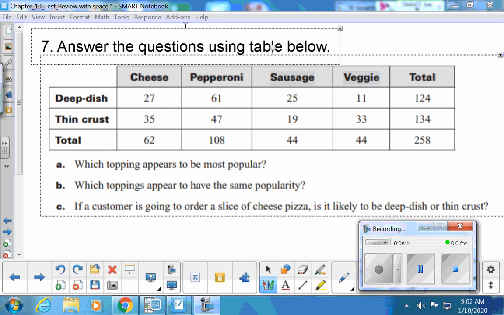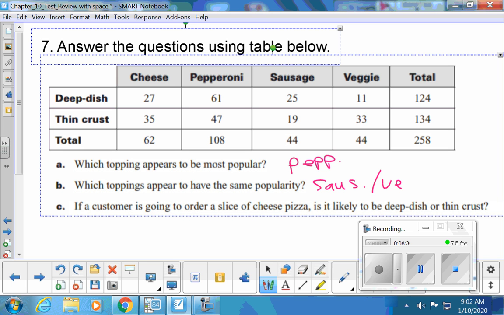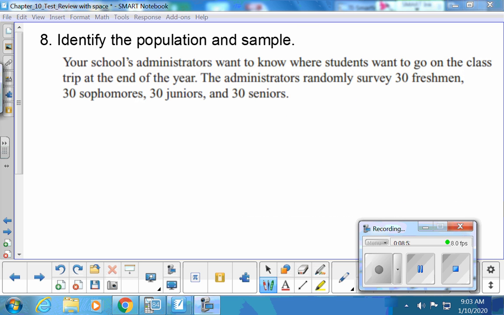Moving along. Which topping appears to be the most popular on the pizza, Ken? Right. Which toppings have the same popularity? Sausage and veggies. This makes me want pizza tonight. Yeah, man. If a customer's gonna order a slice of cheese pizza, is it more likely to be deep dish or thin crust? Good. Those were easy.